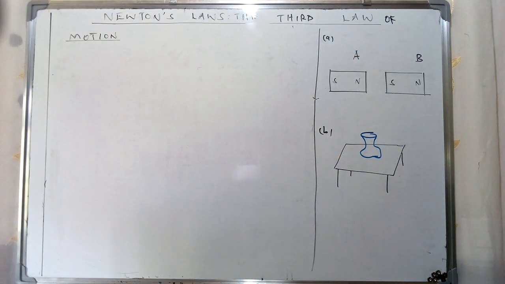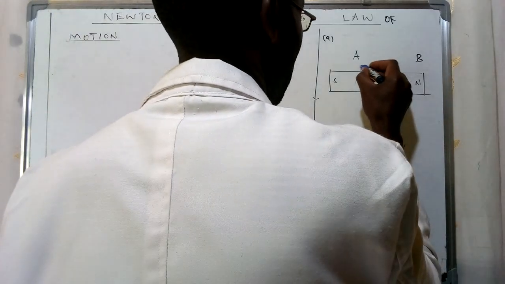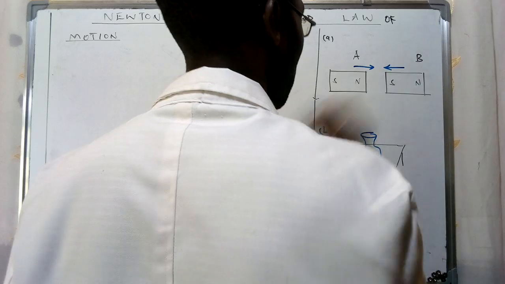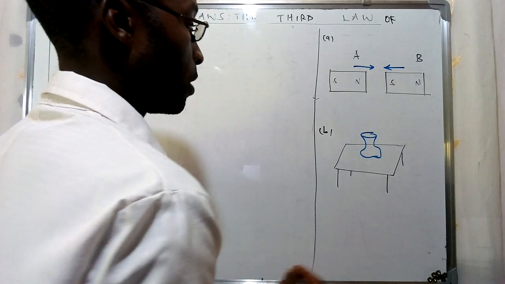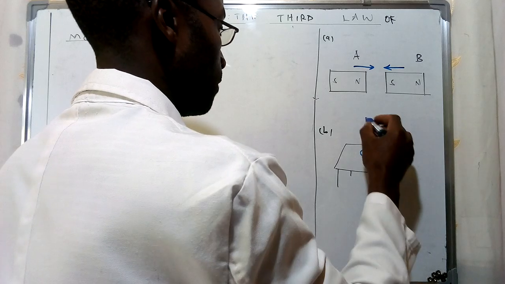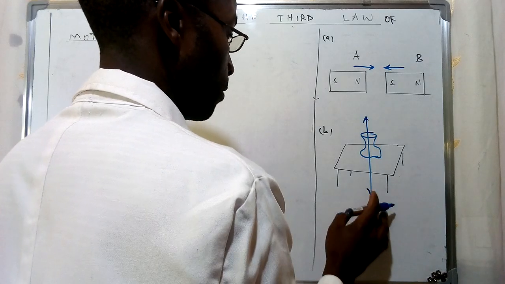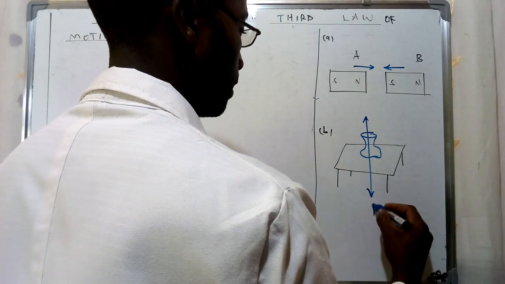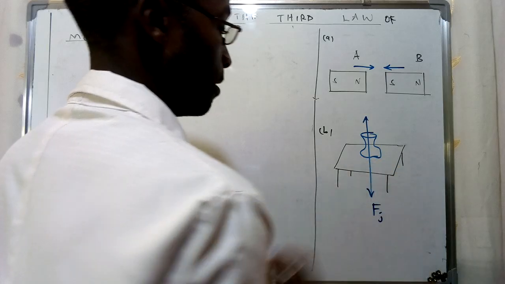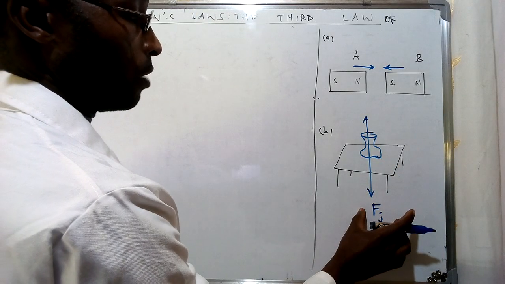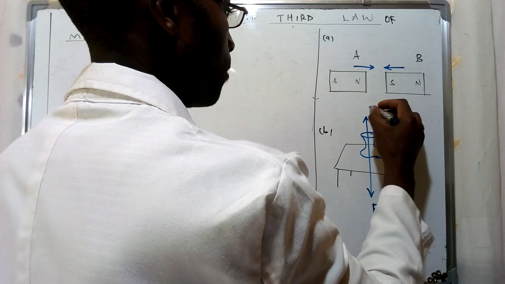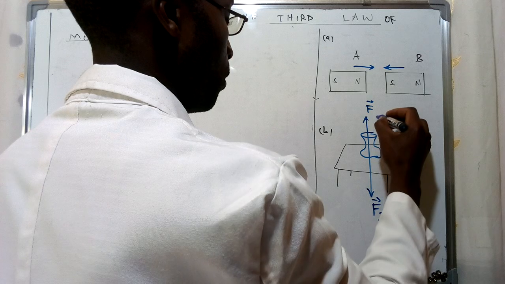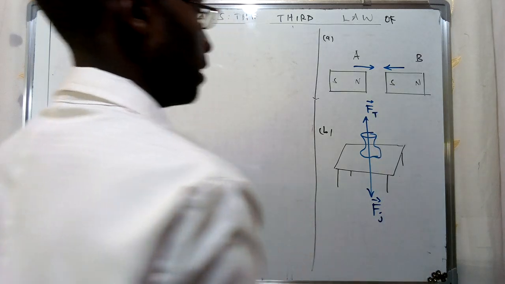And from the laws of attraction, we're going to have magnet A attracting B given as that one, and magnet B attracting A given as that one. Now for the second case, we shall have an interaction as well of a jar exerting a force on the table, which we can give as Fj, the force which the jar exerts on the table. And of course, there will be a reaction force from the table acting on the jar.